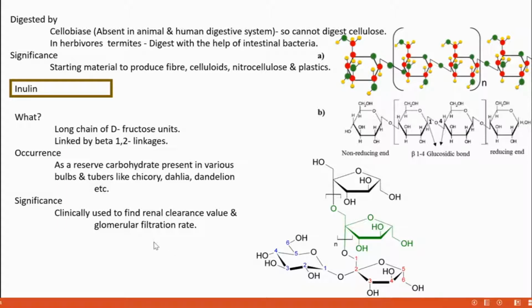Glomerular filtration rate means there is a normal rate per minute. This much amount of glomerular filtrate needs to form. If that amount is not forming, it indicates that the kidney is not working properly.